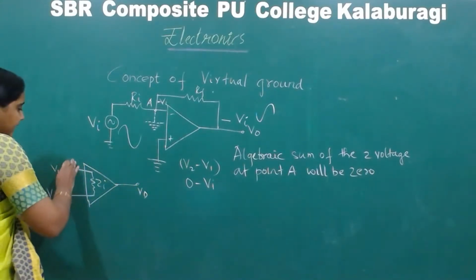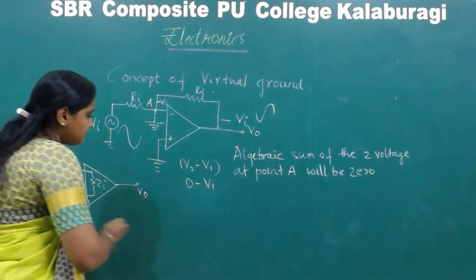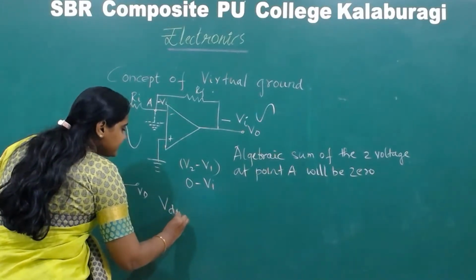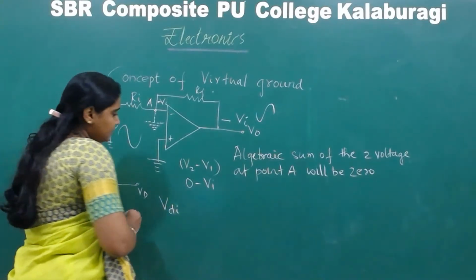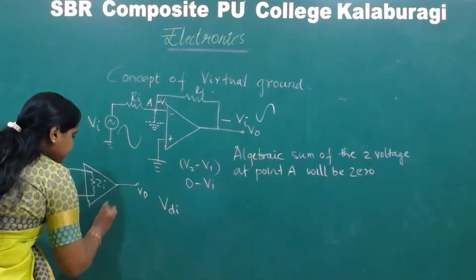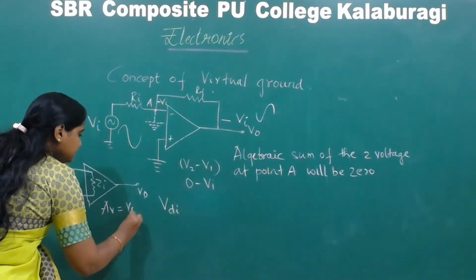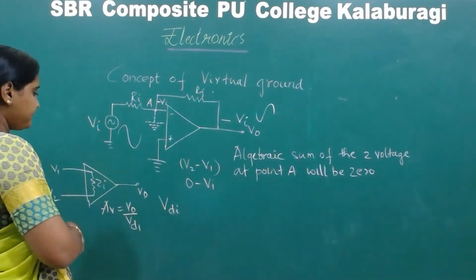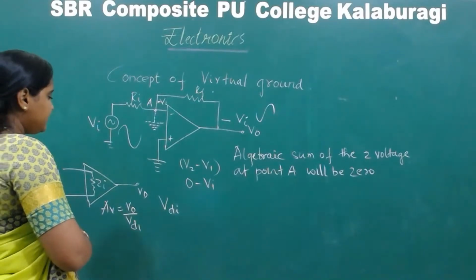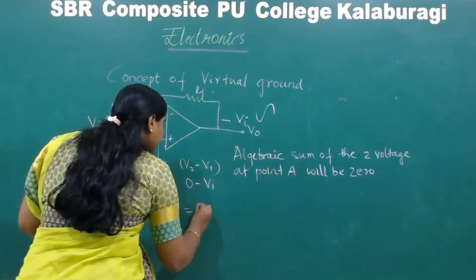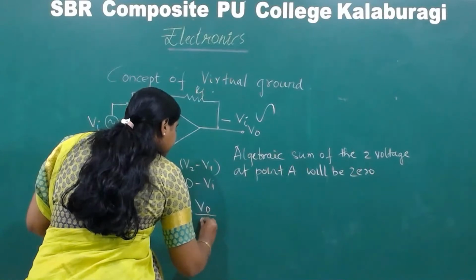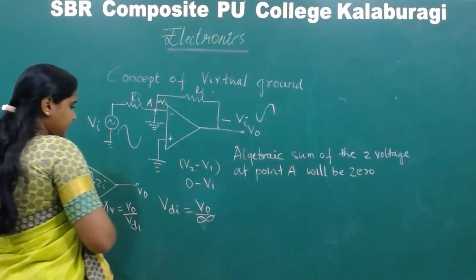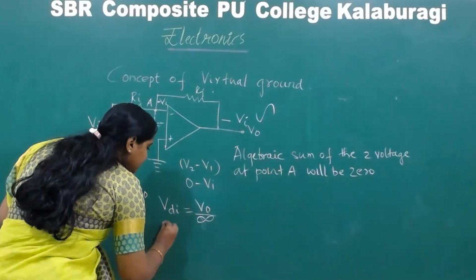Okay. What they say is that it is a differential amplifier, with a voltage differential input. What is the gain of the differential amplifier? AB is equal to V naught by the differential input. So what is happening? This is going to become V naught by infinite, because what is the gain of an op amp? It is infinite.